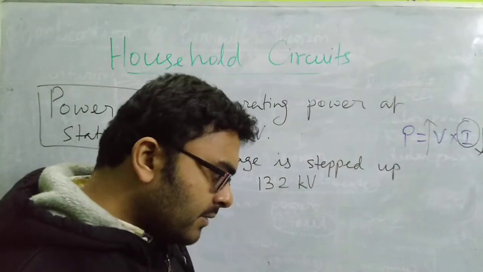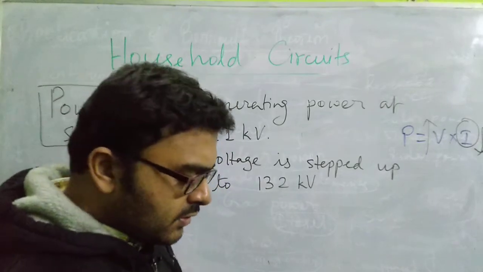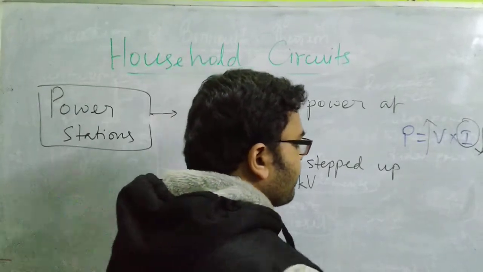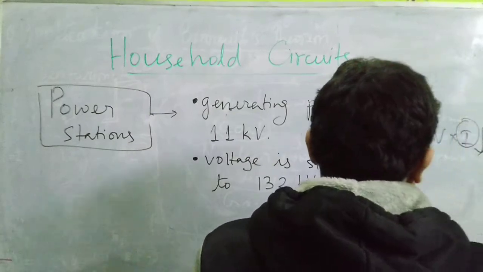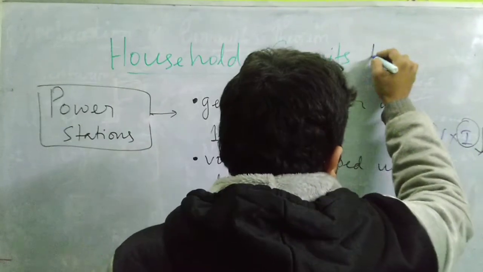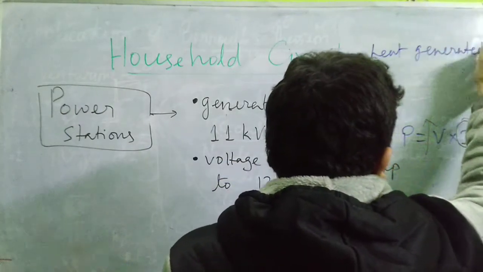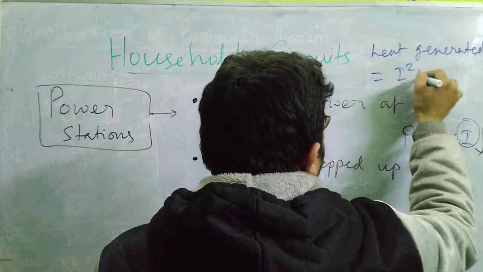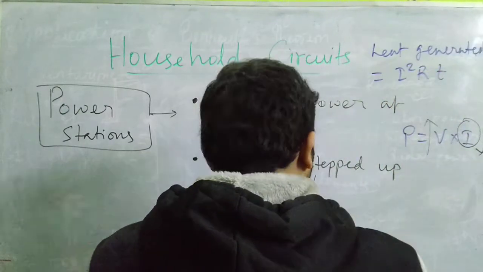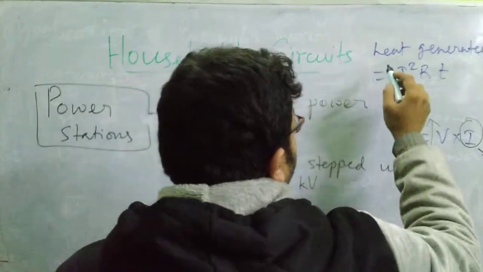I think you have all remembered the power generated in the conductor. It is equal to I square R into T. Heat generated in the conductor is I square R into T. So heat generated, let me write it here, heat generated is equal to I square into R into T, isn't it? Now see, this heat generated, this is actually Joule's law of heating.